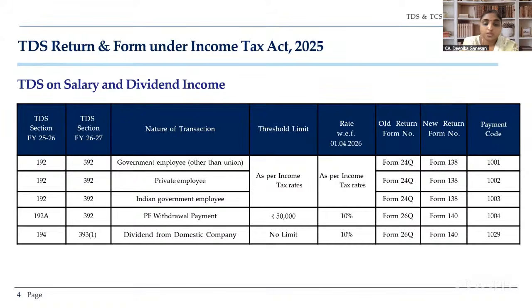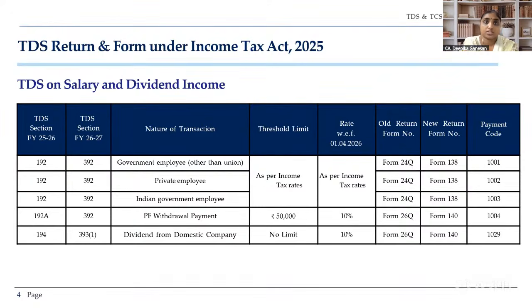So with regard to PF withdrawal and dividend from domestic company, the form is 140, but the payment code is different. That is 1029 for the dividend, and PF it is 1004. And for dividend, there is no limit at all. For PF withdrawal, there is a limit of 50,000. Now, this threshold limit and the rate and all remains the same as per the old Income Tax Act. The change is with regard to the section, form, and the payment. So let me move on to the next slide.